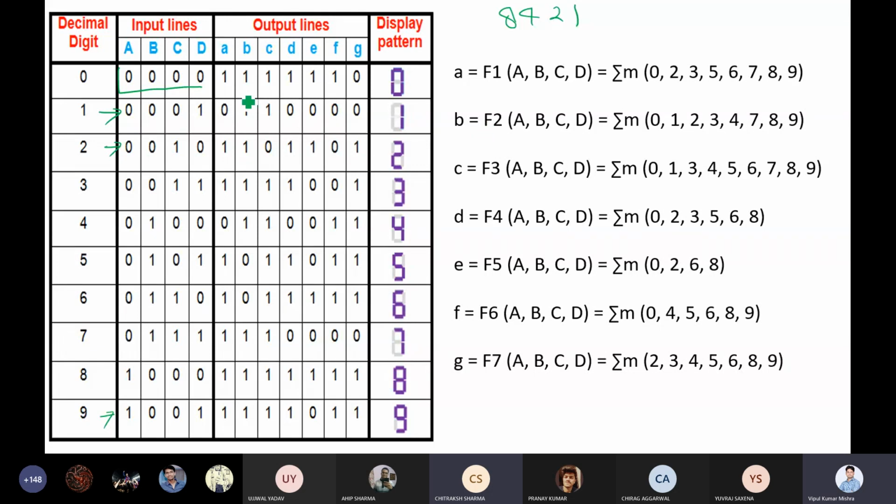Yes, definitely. A is representing 8, so you can say this is 8421. Getting? So now based on that, we found these outputs. Now because this is 7 segments, you have 7 outputs, right? Any doubt how this output is prepared? Anyone? Any doubt?